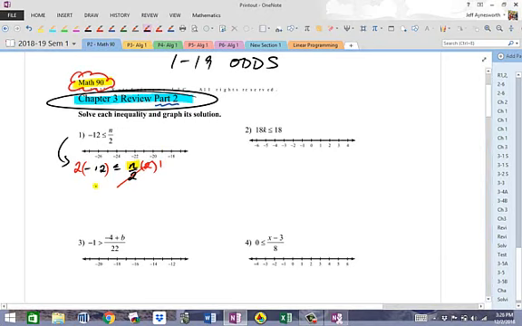2 times negative 12 is negative 24, and that's less than or equal to n. Now we're going to switch the order here, so let's write that down. Switch order.